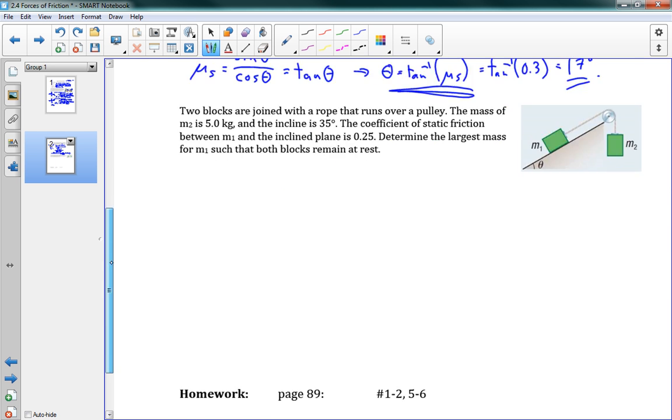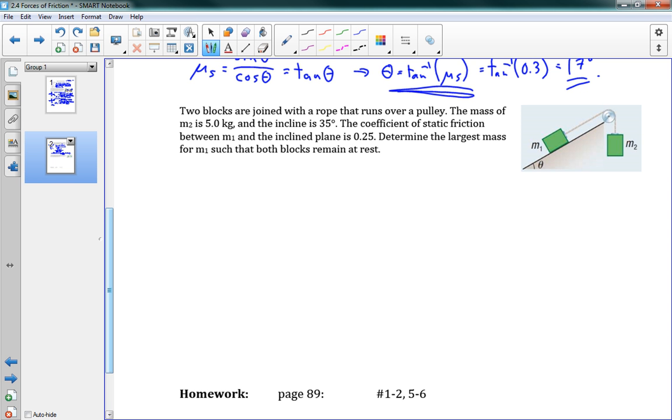All right, one last problem here. It says two blocks are joined with a rope that runs over a pulley. The mass of M2 is 5.0 kilograms and the incline is 35 degrees. The coefficient of static friction between M1 and the inclined plane is 0.25. Determine the largest mass for M1 such that both blocks may remain at rest.